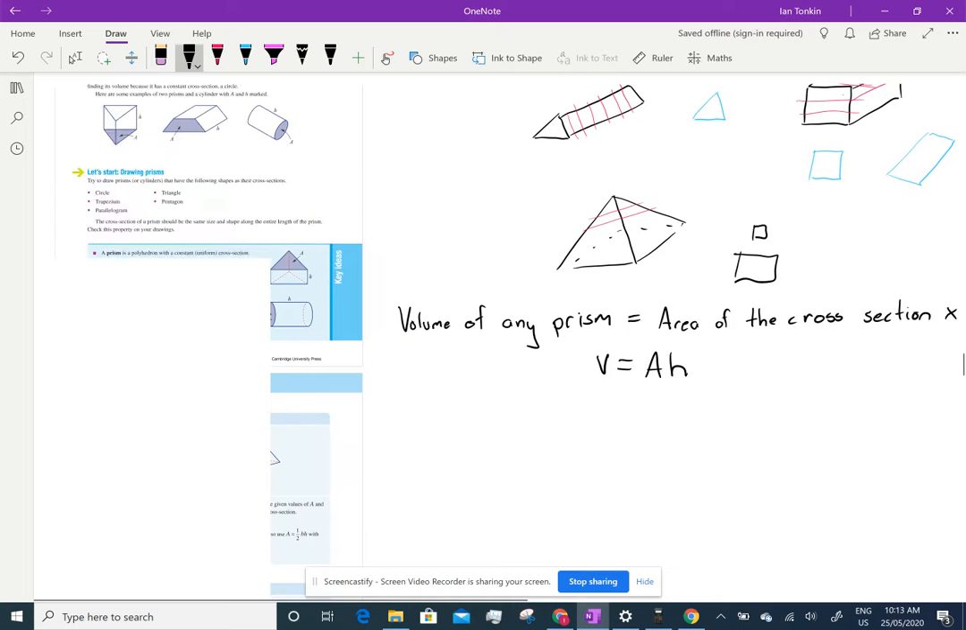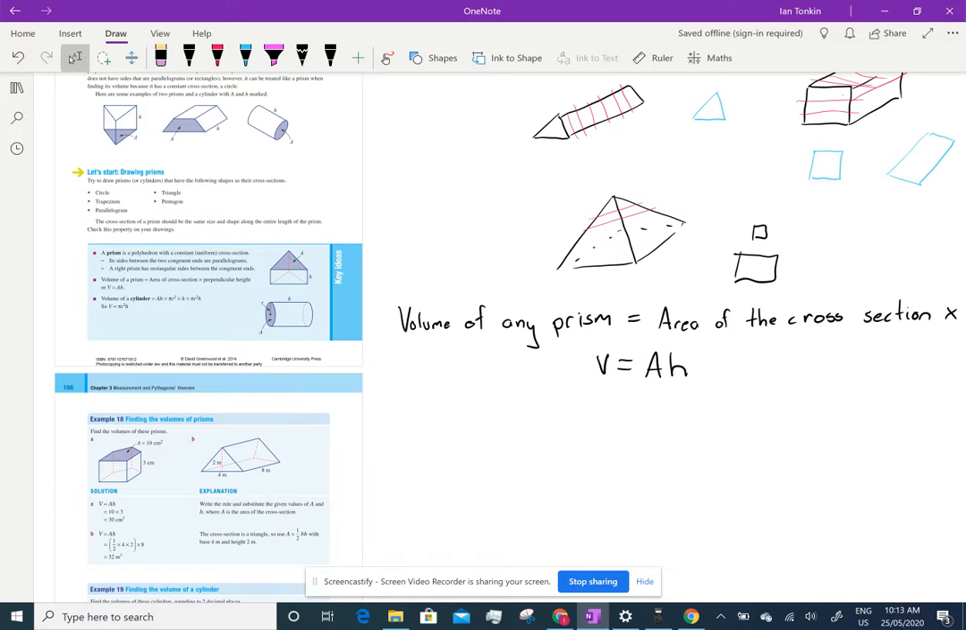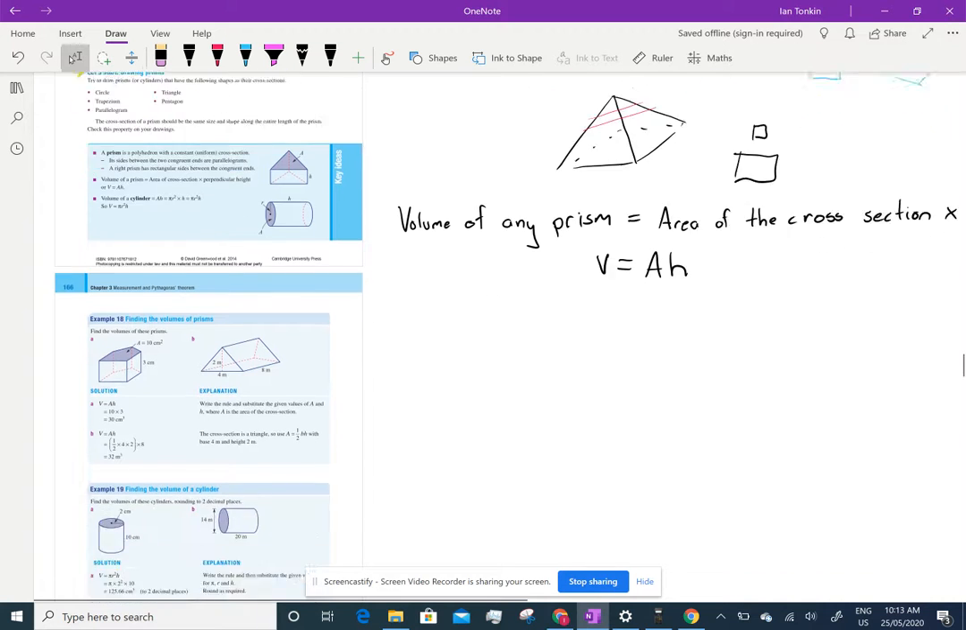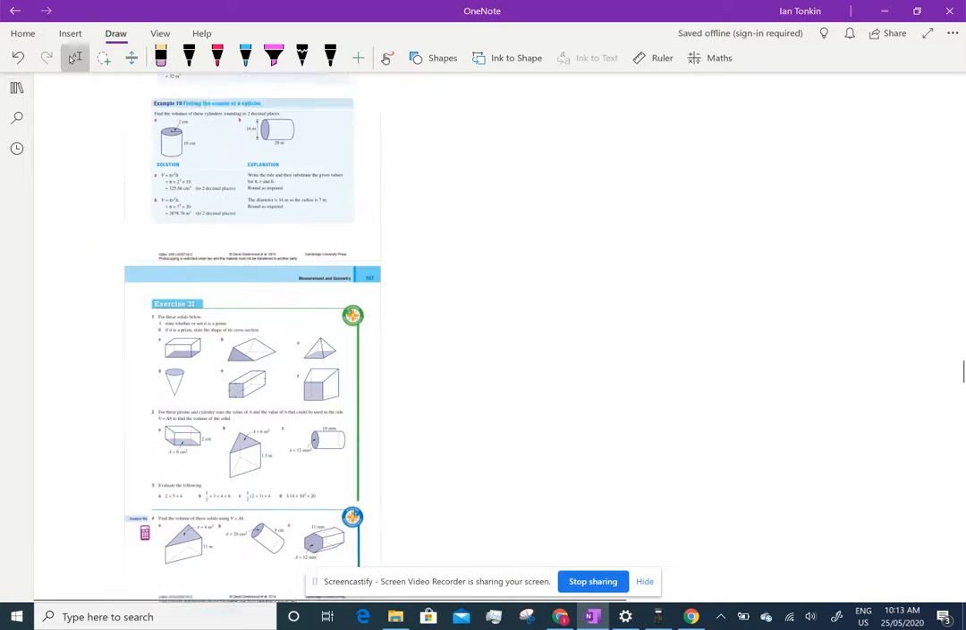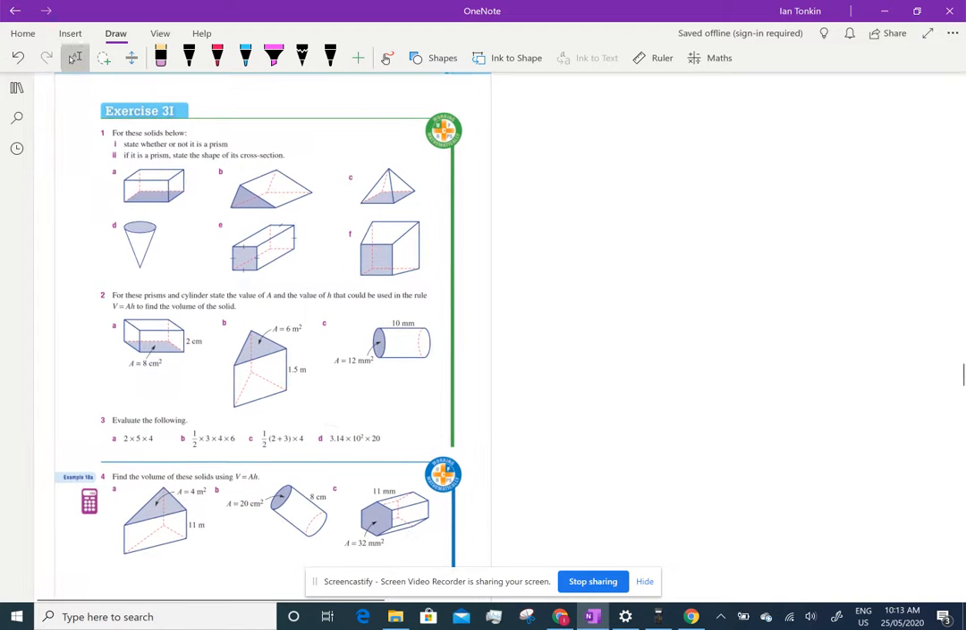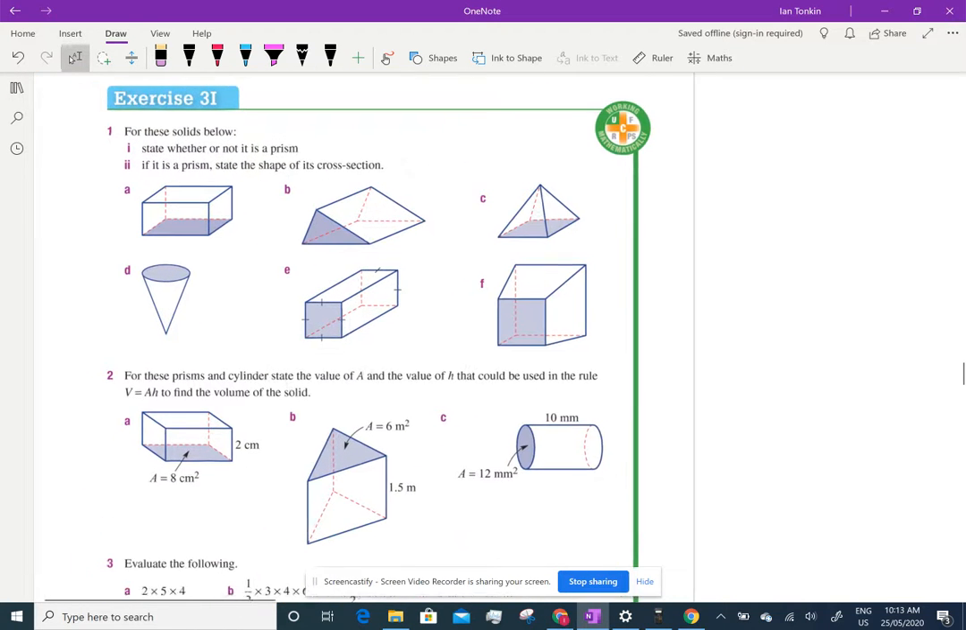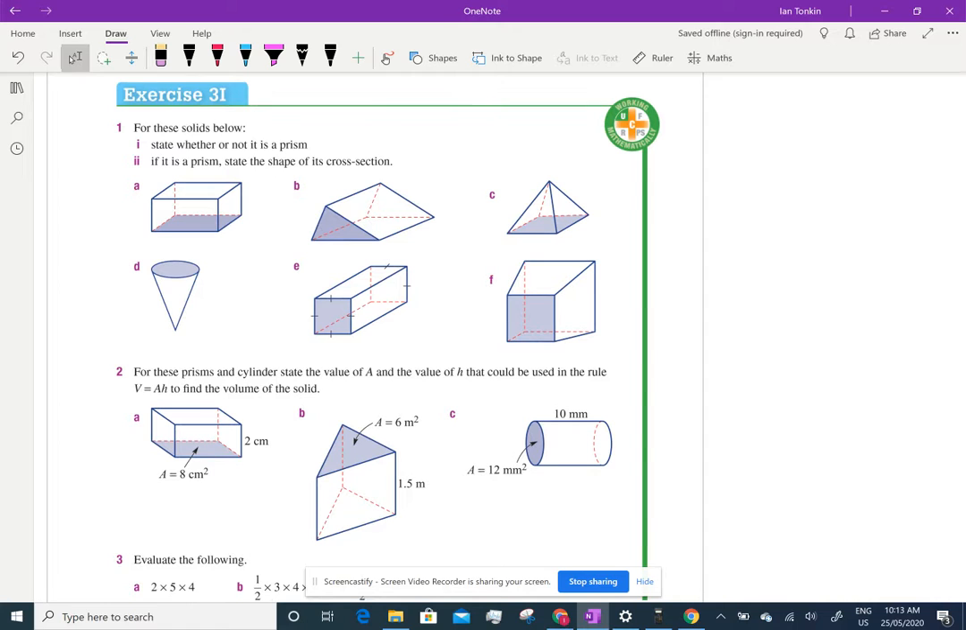Now, we only have to do questions 1, 2A, 4A, 2AB, 4AC. So 1, state whether or not it's a prism. Well, you should be able to do that. Remember, you've got to be able to get the same shape every time. So you have a go at it. State whether it's a prism or not.